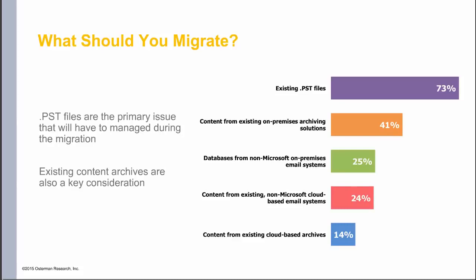In many cases, you might want to migrate that data. You might want to keep it on premises. There is content from existing non-Microsoft cloud-based email systems. Again, adding some level of complication, particularly if you have various cloud-based applications, maybe like Dropbox or other cloud-based email systems, what have you. That content is going to have to either be migrated into 365 or dealt with in some way. And finally, you have content from existing cloud-based archives. You need to decide what you're going to do with that, again, as a pre-migration activity. PST files, again, obviously are the most important thing, but there's lots of other content that you need to consider before you start the migration process.